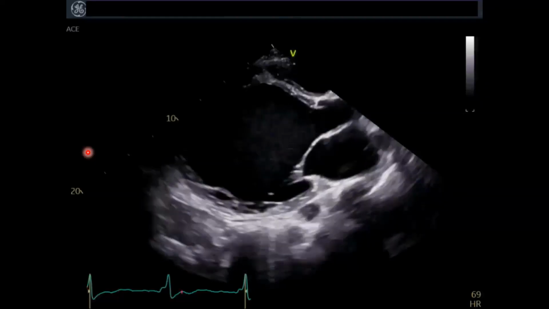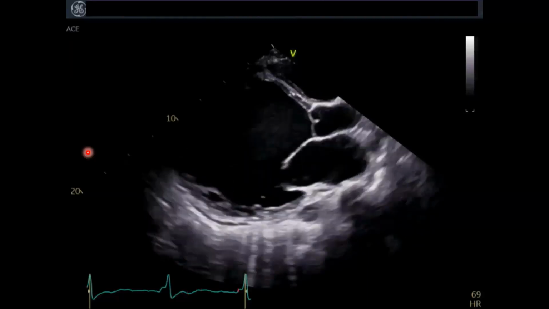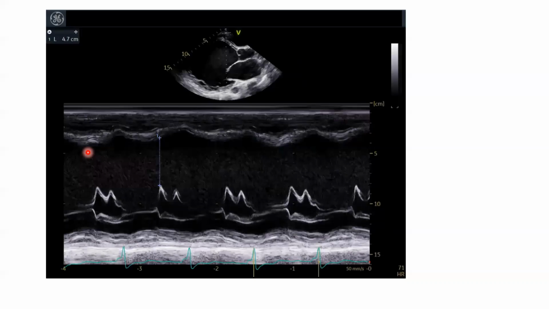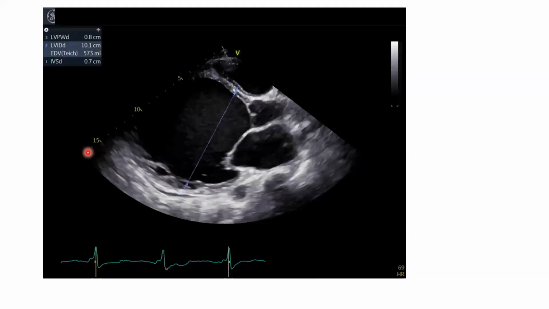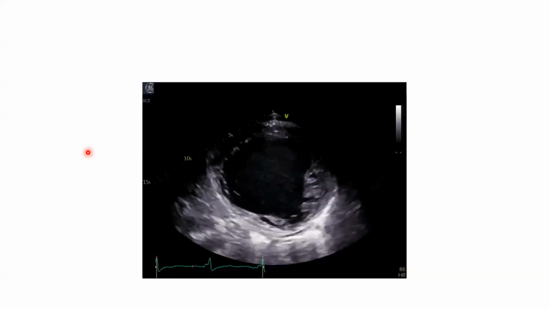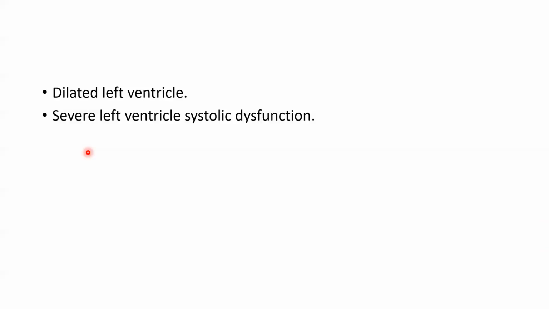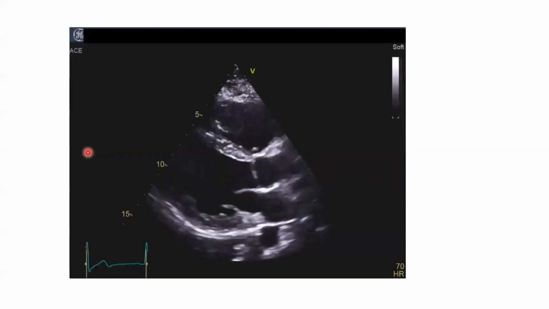Next, let's examine the echo. Here the echo shows a severely dilated left ventricle and severely reduced systolic function. Here the E-point septal separation is very widened, normally less than 0.7 centimeter, and the strain is reduced to around minus 3%. There is global hypokinesis to akinesia, so a dilated left ventricle with severely reduced left ventricular systolic function.